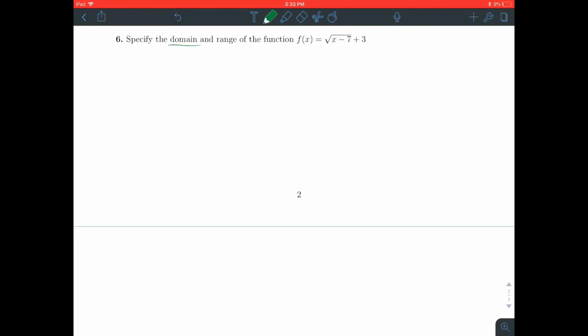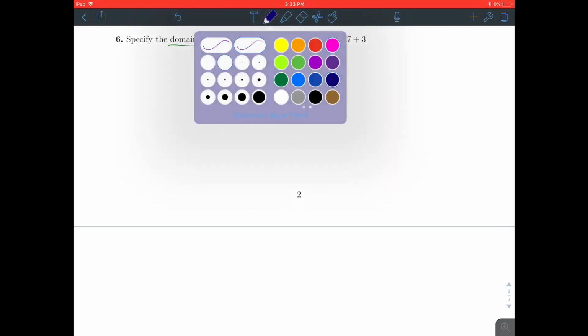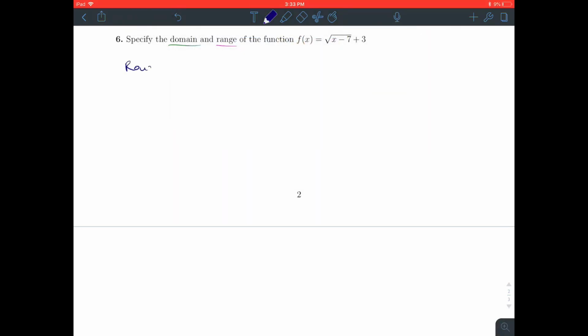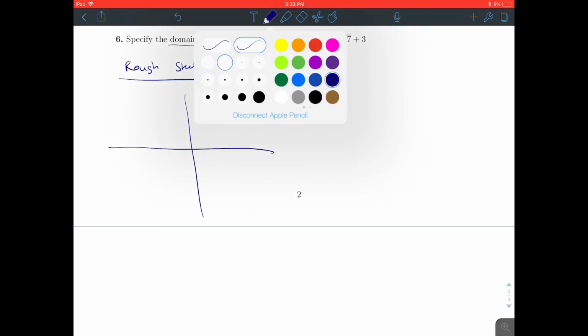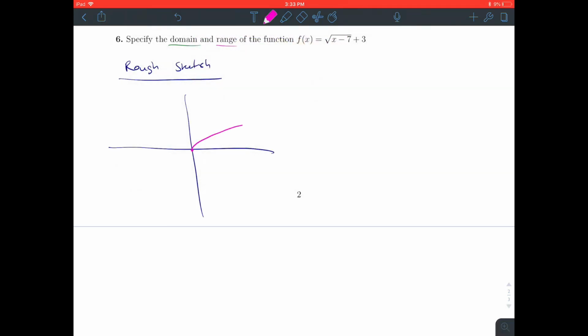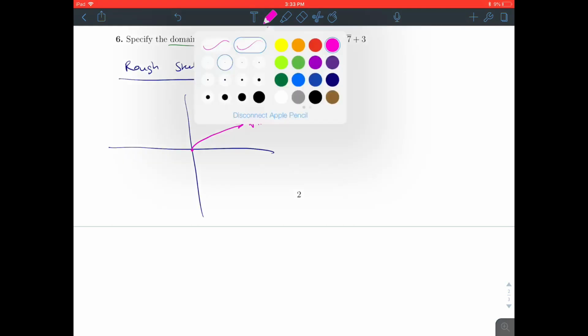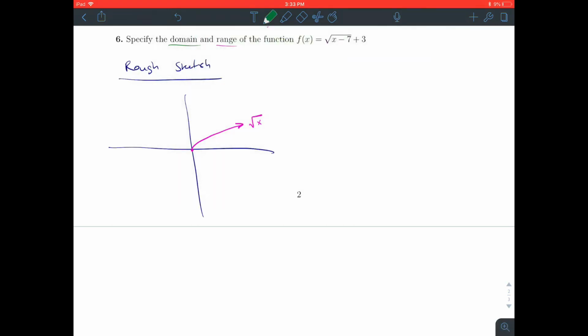Okay, that looks complete. Specify the domain and range of this function. So I think the easiest way to do this is to draw a rough sketch. I'm going to think about a regular square root graph. That will be here. So in order to graph this function instead, let me graph this one in green.